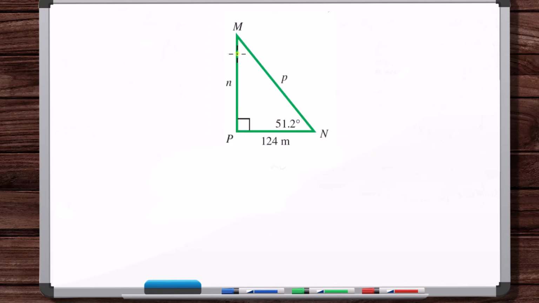Okay, so let's just go ahead and get this other angle. So these two are complementary. So what is 90 minus 51.2? So 10 minus 2 is 8. 9 minus 1 is 8. 8 minus 5 is 3. So this is 38.3 degrees. Or no, 38.8 degrees.